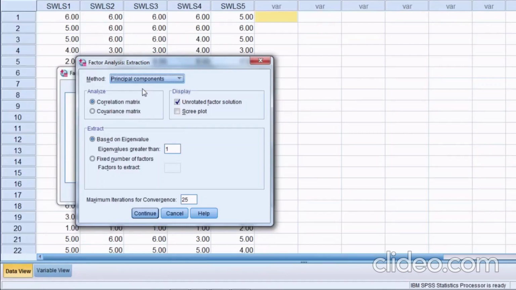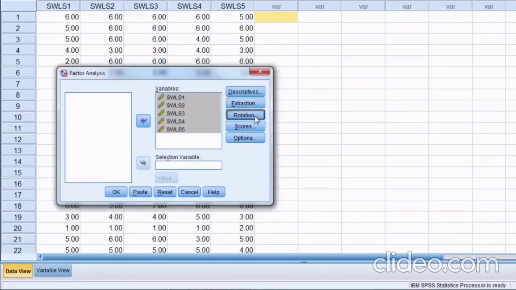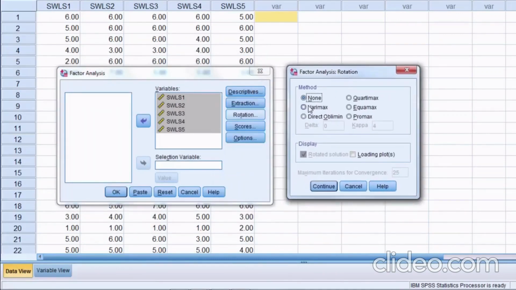If you are looking for an alternative procedure, you can find a number of them, but now we're just going to use principal components. We'll leave these defaults: unrotated factor solution displayed, and I also want to display a scree plot. It will tell us more in a few minutes. Let's leave the extraction as is, eigenvalue greater than 1. So click continue. Next is rotation, so let's go ahead and look at that.